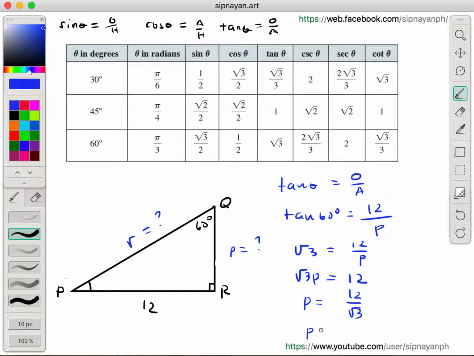Ayaw natin ito, yung ayaw natin ng radical sa baba. So, we multiply both the numerator and the denominator by square root of 3 over square root of 3. So 12 square root of 3 over, what is square root of 3 times square root of 3? This is 3, di ba? 12 square root of 3 over 3. Makakancel to. Divided by 3, magiging 1. Divided by 3, magiging 4. Meaning, P is equal to 4 square root of 3.